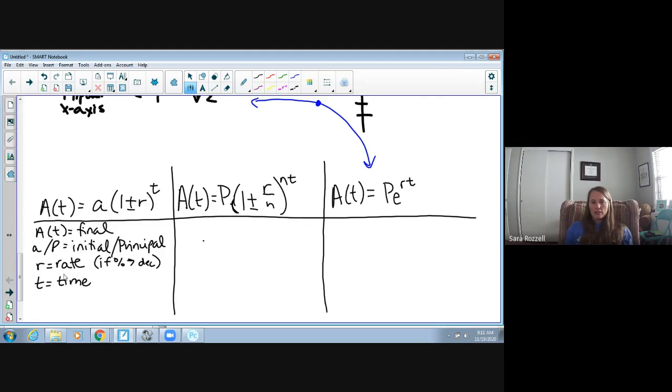Okay, so all of these things mean the same thing in the other two, but this has one other variable in it. This n in our second equation is going to mean the number of times that the amount that we've invested, or what we have in the bank, is compounded per year. The number of times compounded per year.